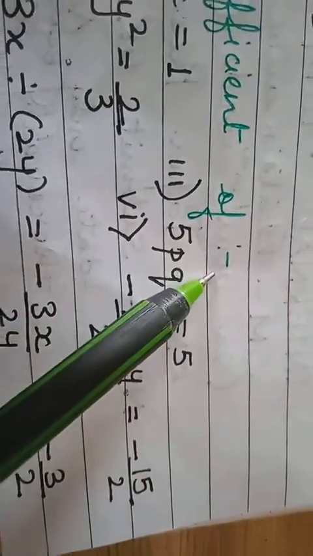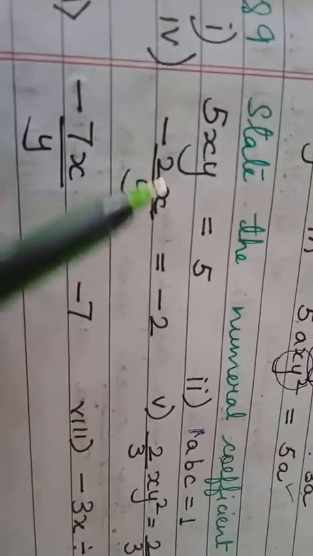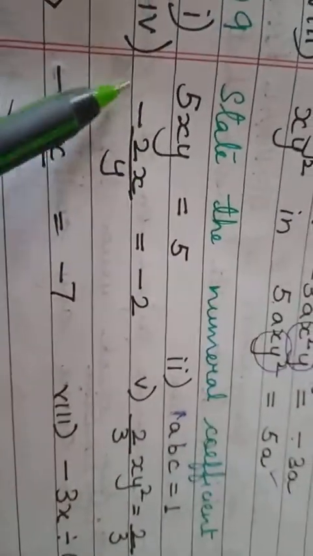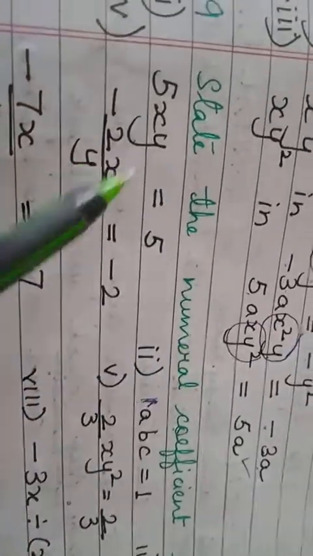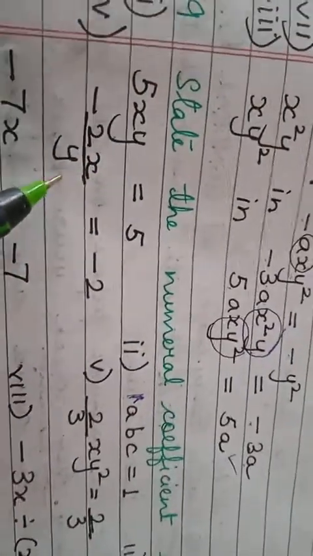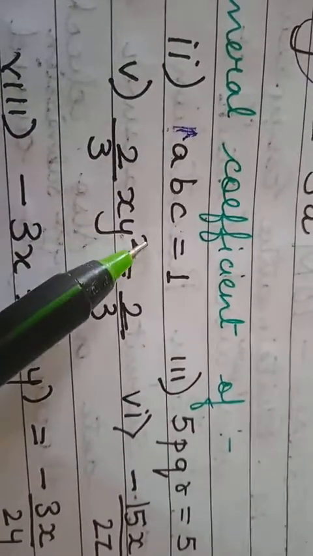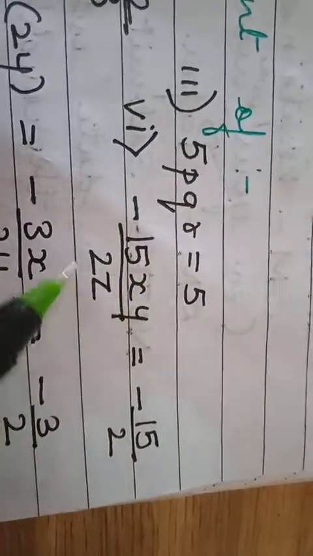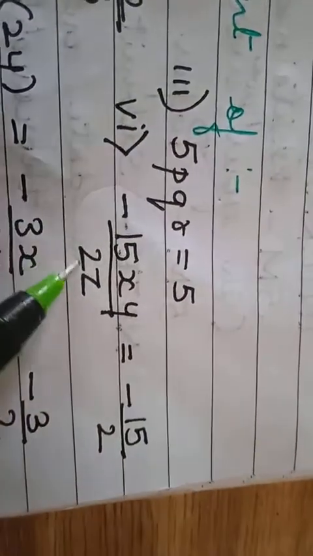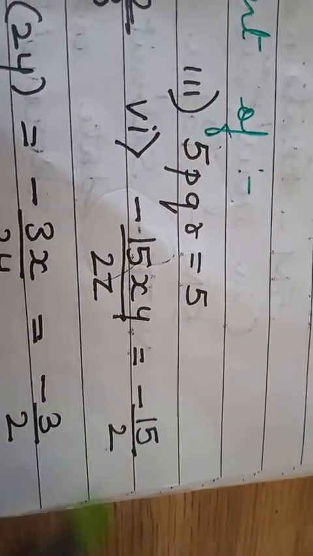5 PQR. So obviously 5. Minus 2x upon y. So minus 2. We want numeral coefficient. Numeral means number. So what is the number or the constant here? Minus 2. So write minus 2. 2 by 3xy square is equal to 2 by 3. Right, here 2 by 3. Sixth one, minus 15 upon 2, because this is only the number. Right? So minus 15 upon 2 is the numeral coefficient.